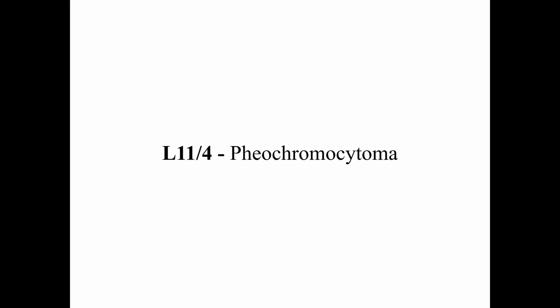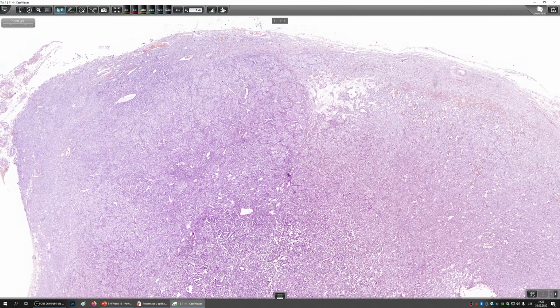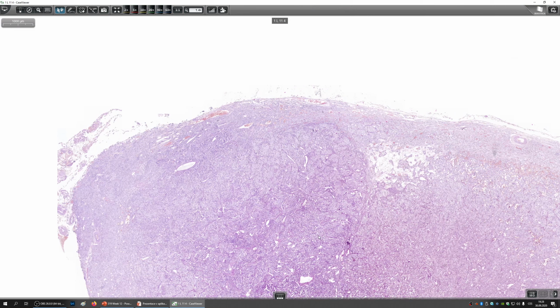Let's start with pheochromocytoma. This is a rather rare tumor, most commonly arising from the adrenal medulla. In clinical practice, it usually manifests with hypertension, which can be either constant or paroxysmal, meaning that you have a big bout, a big attack of hypertension. A bit less frequently, you can have pheochromocytoma in other autonomic ganglia, either within the thoracic cavity or the abdominal cavity, but remember, most commonly we see it in the adrenal gland.